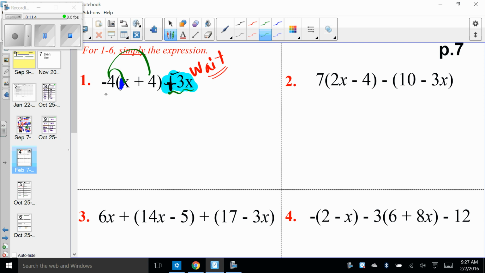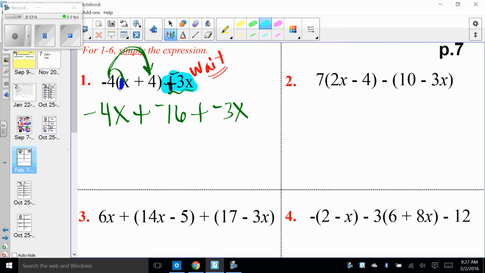This is on the outside. I get -4 times 1 is -4. Bring that variable x down. Sign in the middle is plus. -4 times +4 is -16. If I haven't used it, I drag it down. So we get plus -3x.